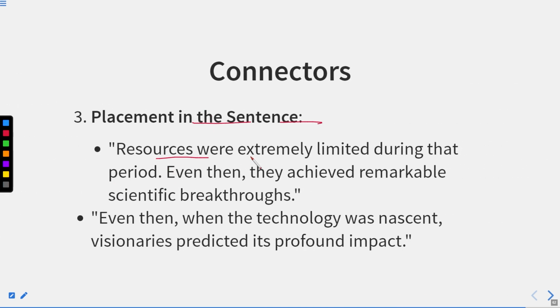Placement in the sentence: Resources were extremely limited during that period. Even then, they achieved remarkable scientific breakthroughs. Okay, so resources were extremely limited. It means resources were limited, or available only to a particular extent, during that period. Even then, they achieved remarkable scientific breakthroughs. It means they achieved much of their expectation. Even then, when the technology was nascent, visionaries predicted its profound impact.